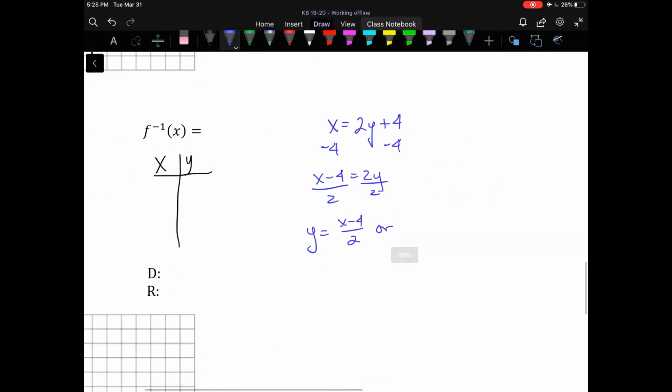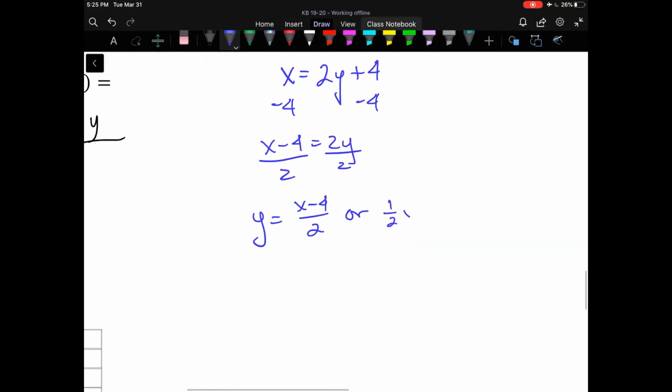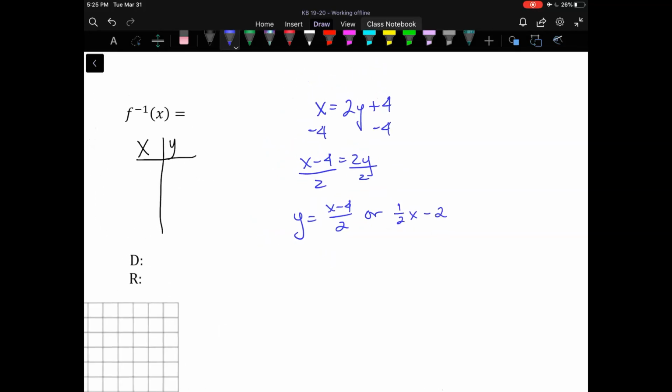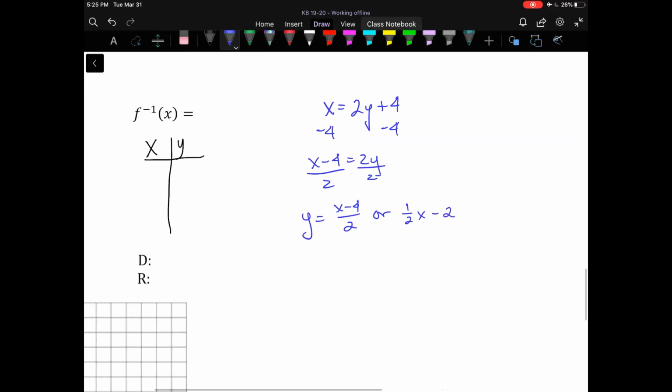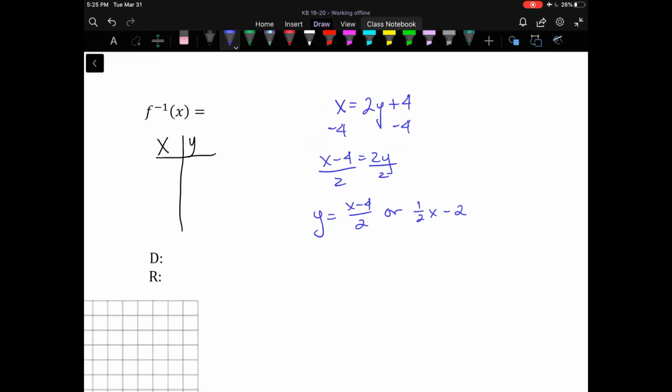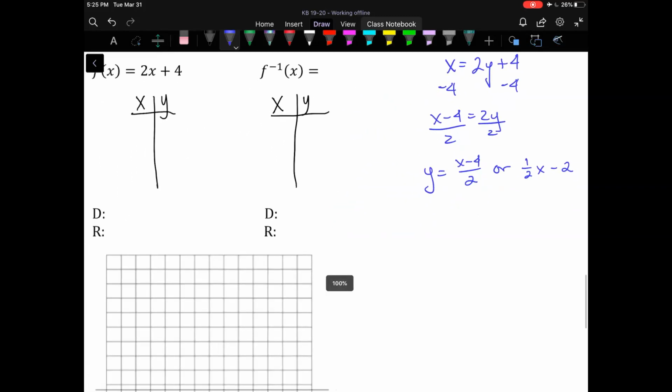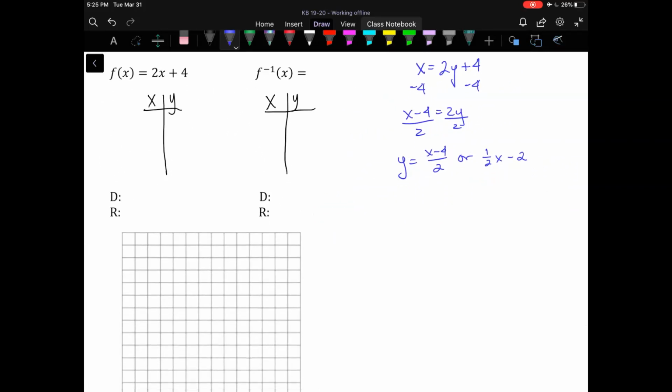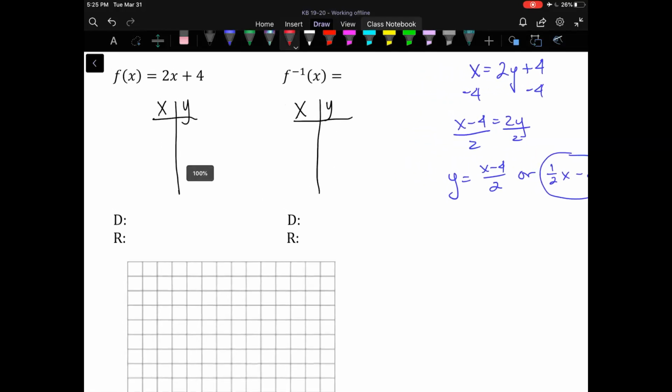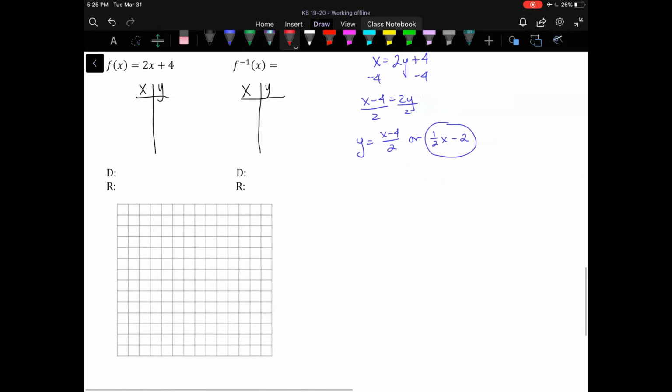Or some of you might feel more comfortable writing this as 1/2 x minus 2. But it's not really super important, because we ought to be able to graph this based off of our original equation here. And we don't even actually need this equation. We want to be able to find it, but we don't actually need it to graph it. So I think it would be easier to start our graph, just because of the simplicity in graphing linear equations.